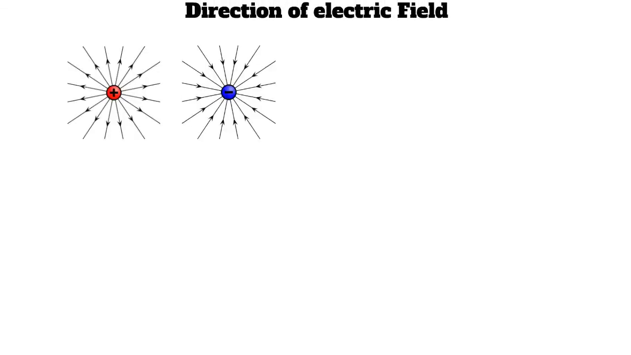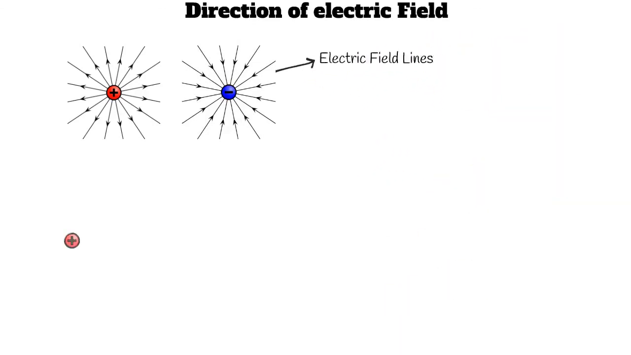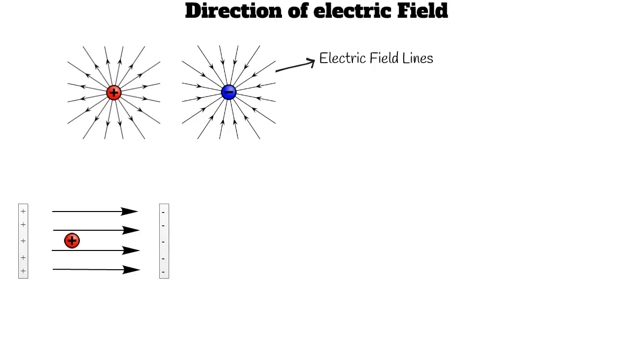Direction of electric field. Direction of electric field is radially outward for a positive charge and radially inward for a negative charge. Suppose we have a positive charge and external electric field is applied from left to right. Now we are going to discuss what happens to this charge. If the electric field lines are coming from left and going right, then that means either a positive charge is present on the left side or a negative charge is present on the right, or maybe both. So the positive charge will move right.